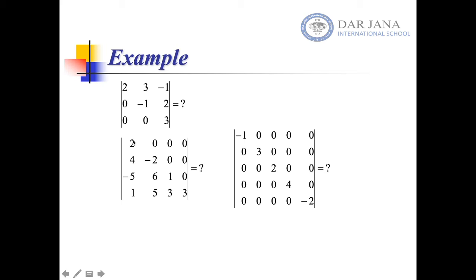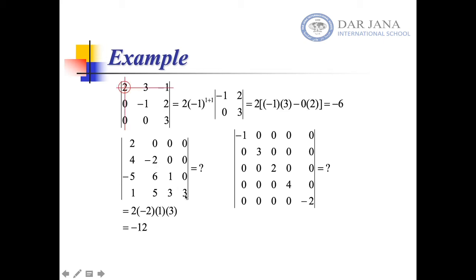Also, this is a triangular matrix. 2 times negative 1 times 1 times 3. 2 times negative 1 is negative 2, times 1 is negative 2, times 3 is negative 6. And this one is also a triangular matrix. Negative 1 times 3 times 2 times 4 times negative 2 will be 48.